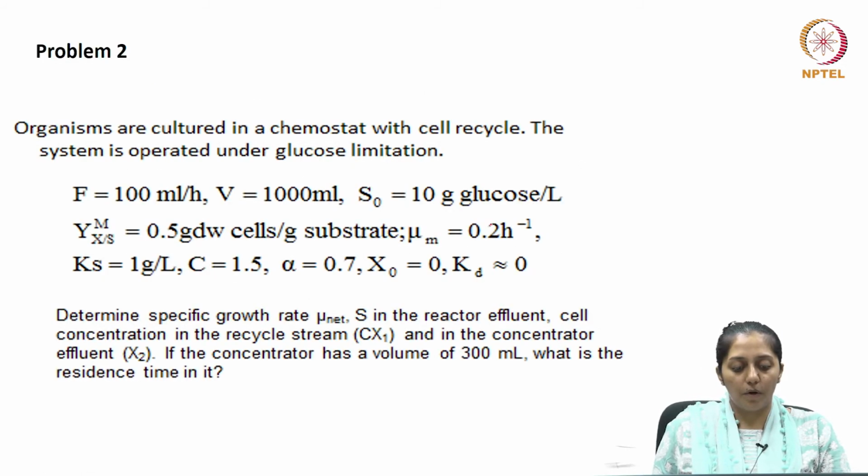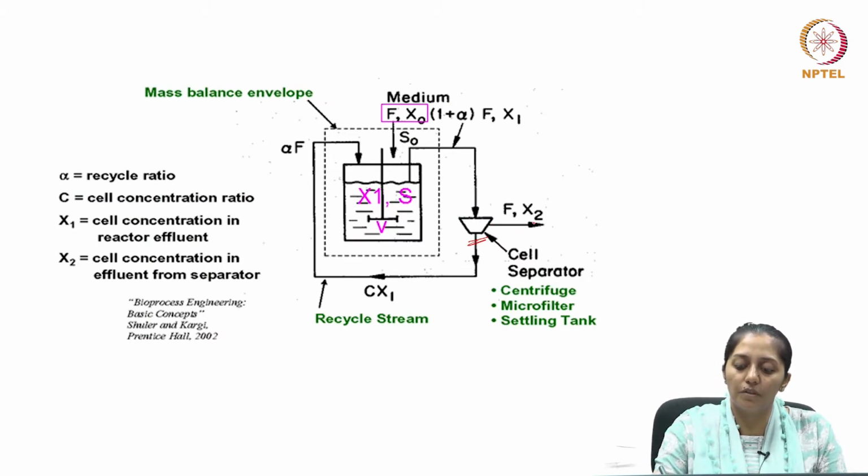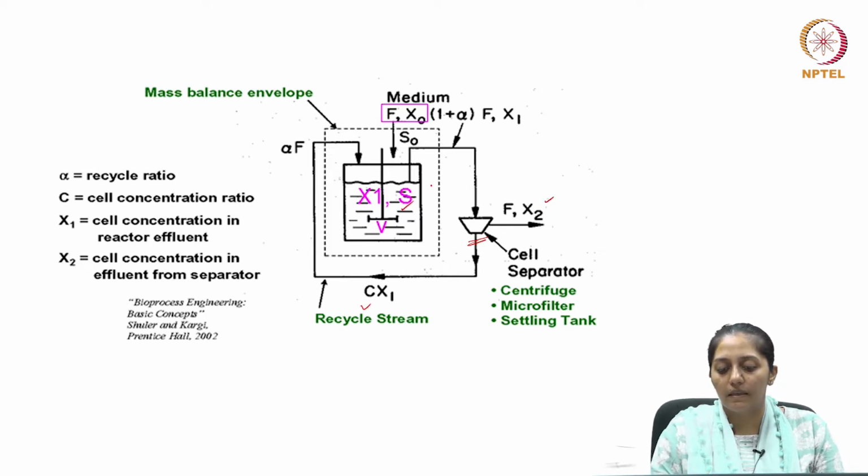So, now let us go back to the problem. We need to determine, with all this information given, the specific growth rate of the culture, the substrate in the reactor effluent at steady state, and the cell concentration in the recycled stream and also in the stream which is coming out from the cell separating device, which means X2. So, we need to determine X2, C X1, S and X1.